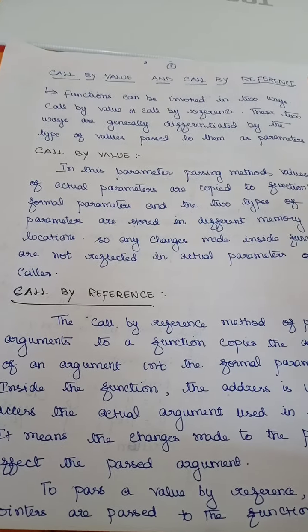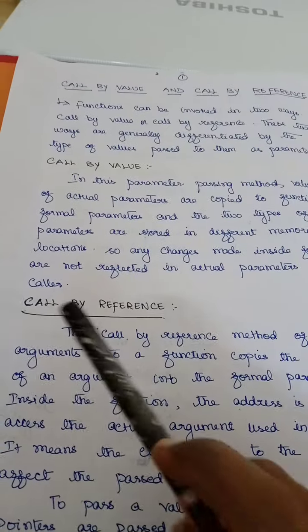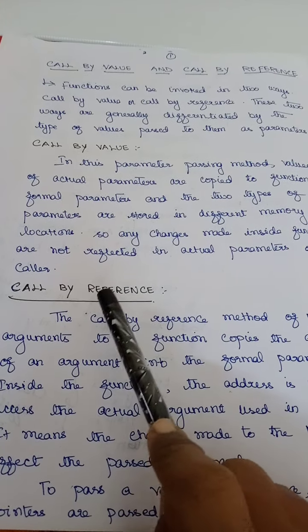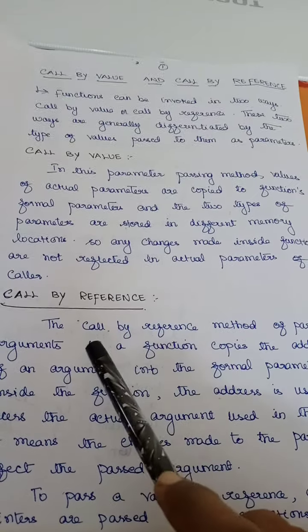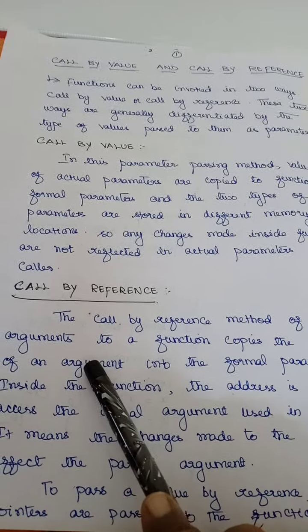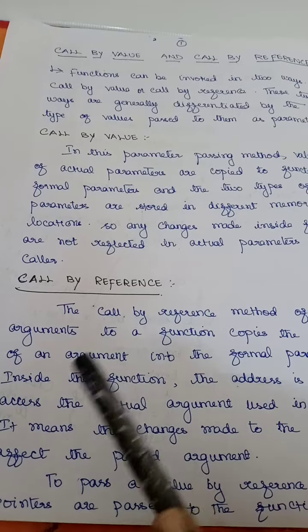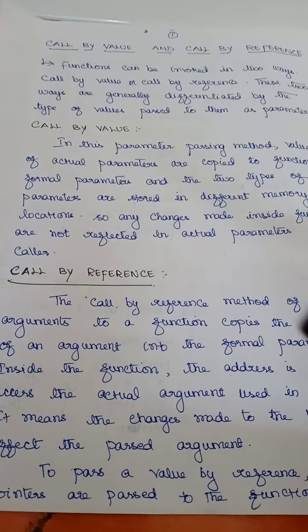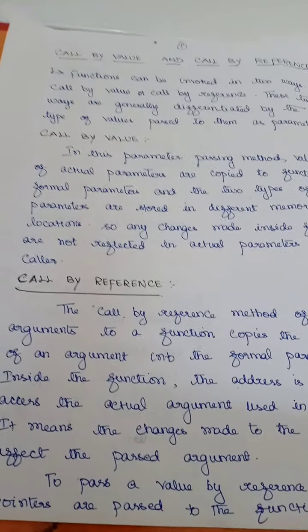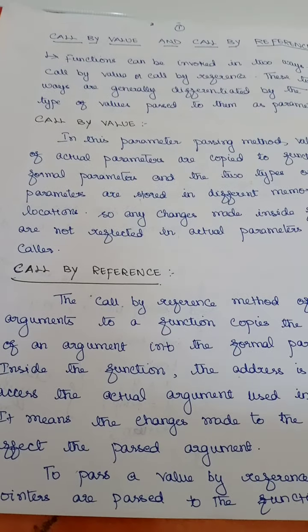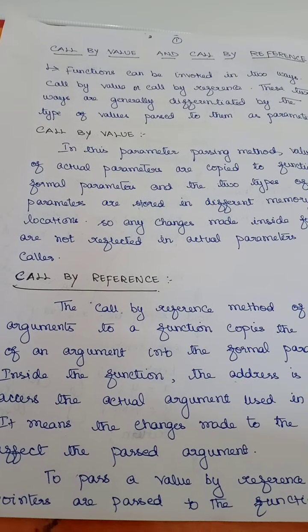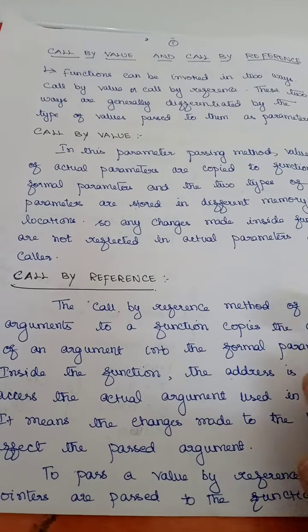Next we'll see what is call by reference. From the name itself it is clear that I am going to pass a reference. Here the reference means I am going to copy the address. The address of the actual argument is passed to the formal parameters. So the address itself is being passed, and whenever you make any changes in the function, the changes will be effective in the main program.